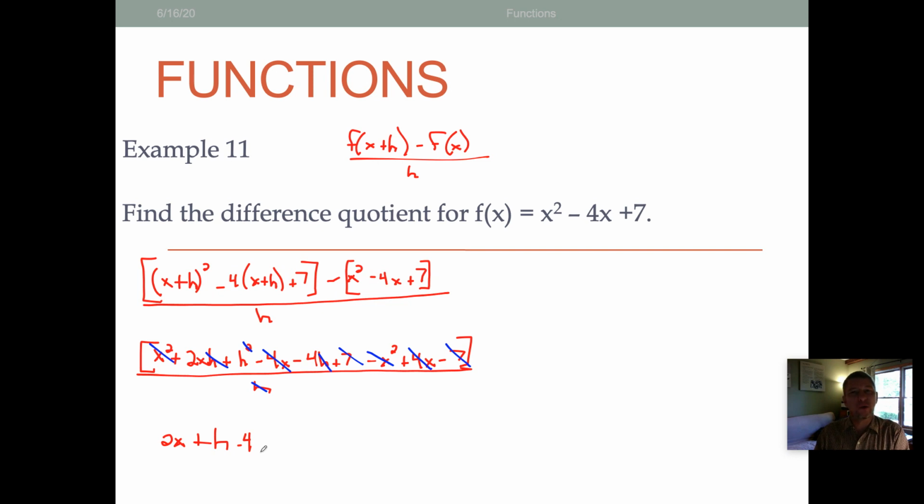We'll come back to this when we get to limits, but this is a function, and therefore I kind of wanted to introduce it here.